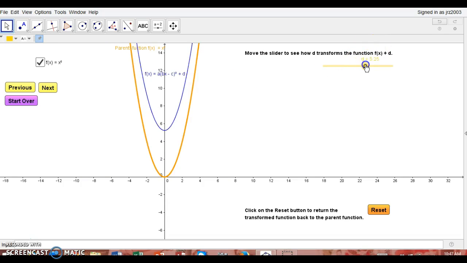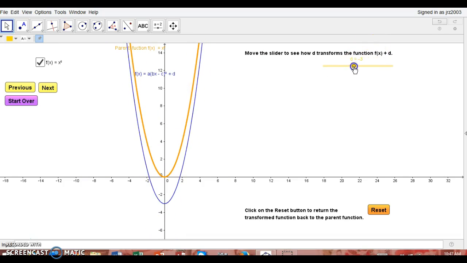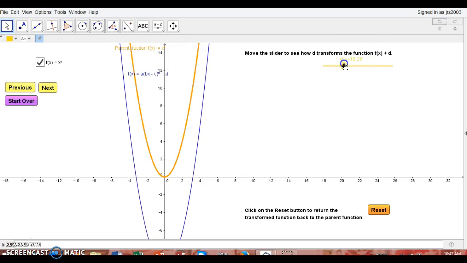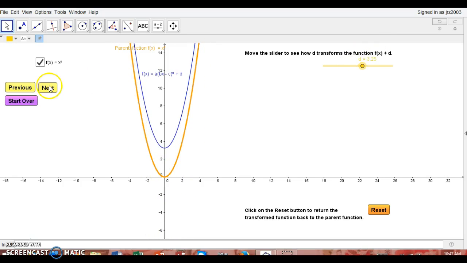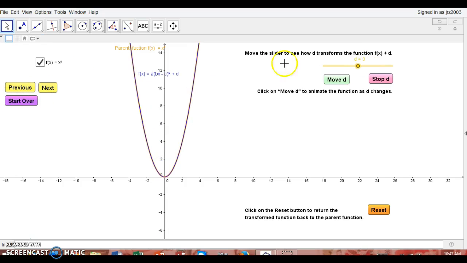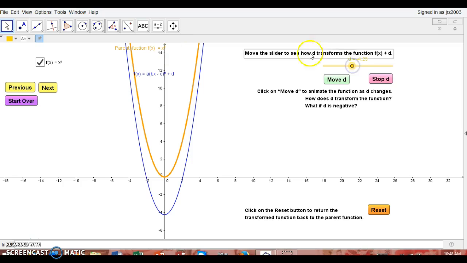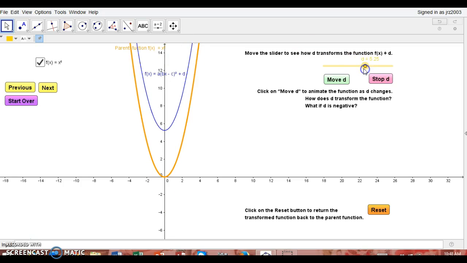And then we look at D. We're going to talk about the vertex. Maybe they could come up with a formula for the vertex using D. How does D transform the function? What if D is negative? If it's negative, it moves down. If it's positive, it moves up.